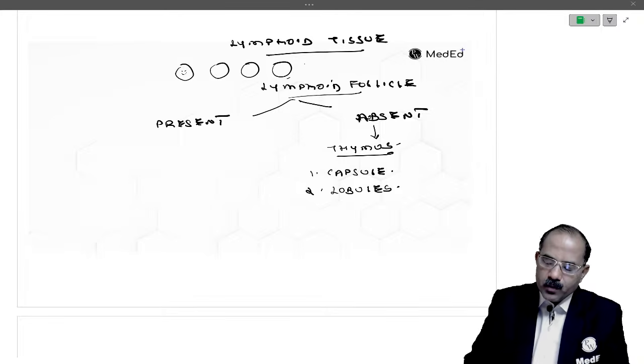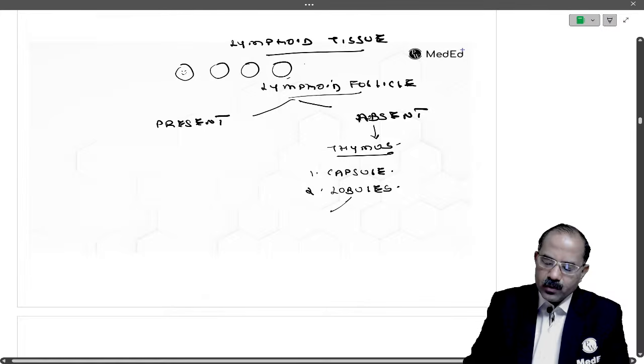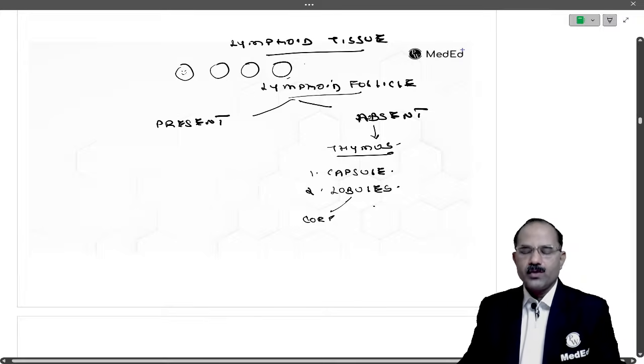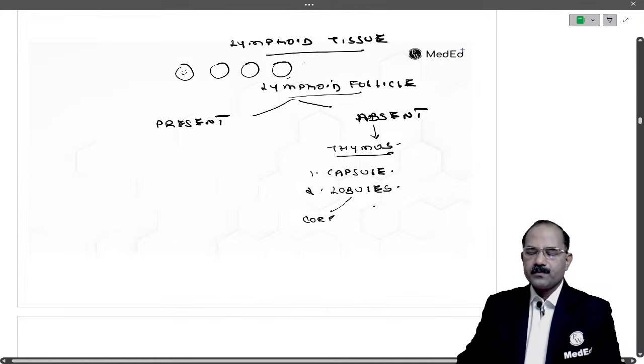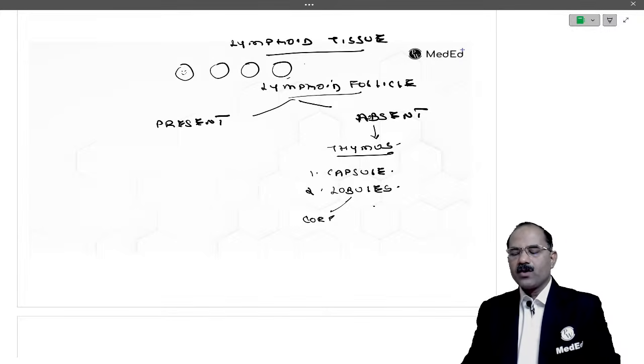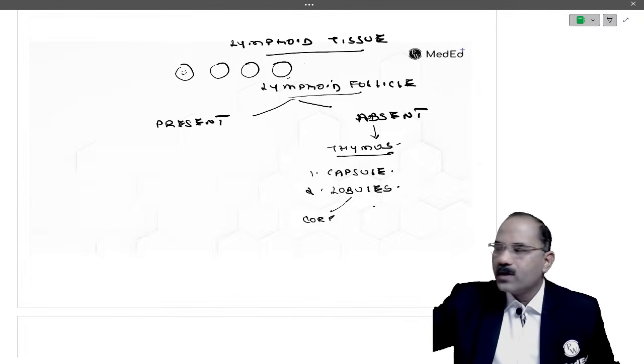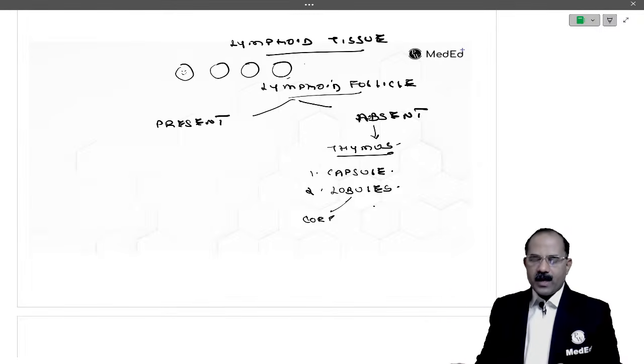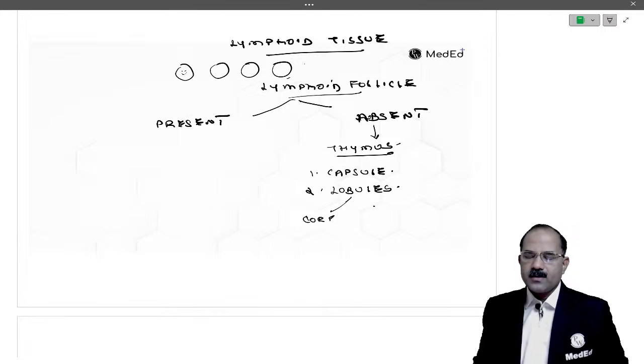Now, each lobule will have a cortex and a medulla. And what is present in the medulla? The medulla will have Hassel's corpuscles.